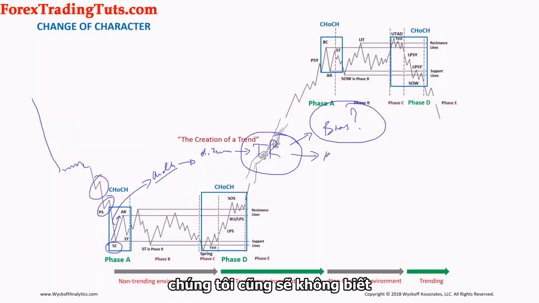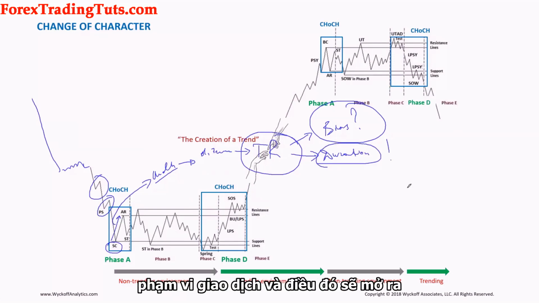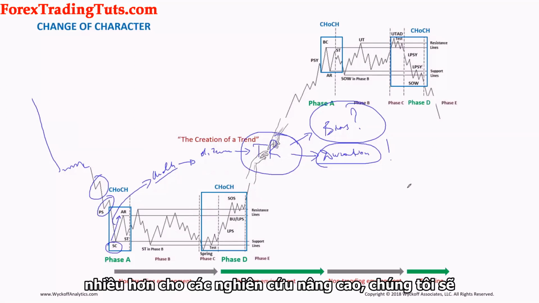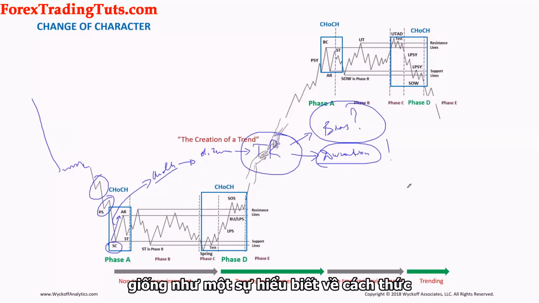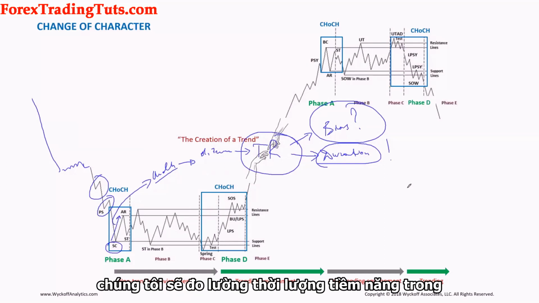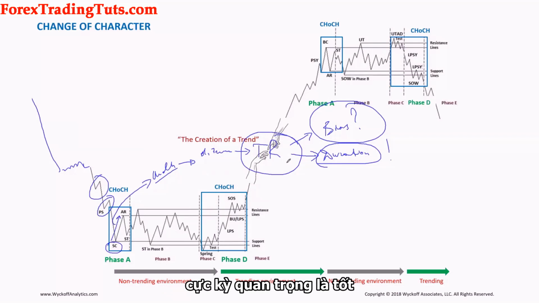We also will not know a specificity like a duration of the trading range that's going to unfold. Again, in the practicum, just because it's more for the advanced studies, we will create an understanding as to how we would measure a potential duration in the consolidation. So I think it's extremely important as well.